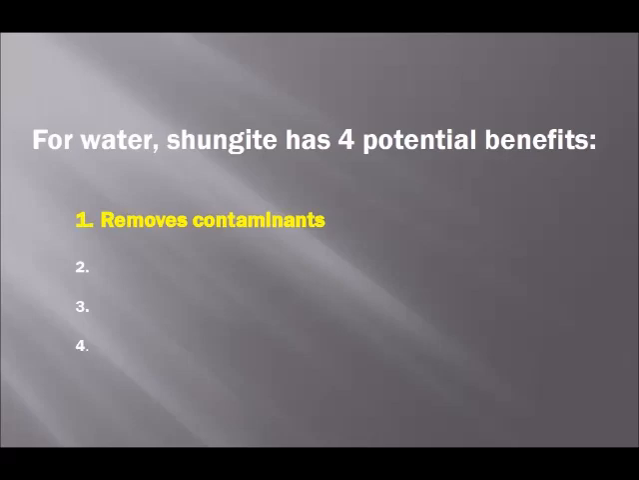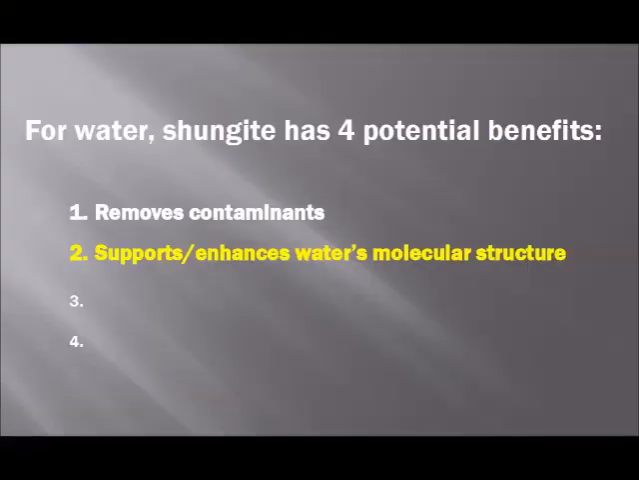It's made of carbon, like most water filters. And carbon grabs contaminants. But the presence of fullerenes in shungite allows it to grab additional contaminants, which are then drawn into the molecular cages, those fullerenes. But if shungite is used to filter water, it has to eventually be thrown away. And Melanie and I recommend that shungite be used to enhance already clean water so that its other benefits can be maximized. So number 2, shungite supports or enhances water's molecular structure.